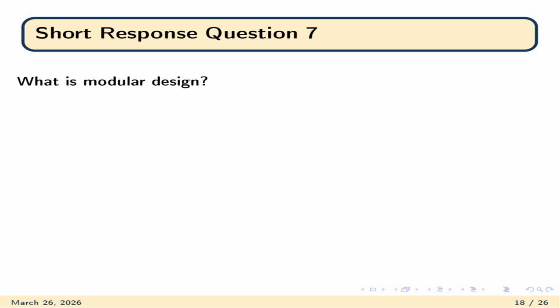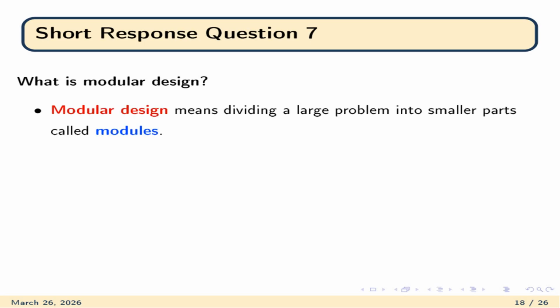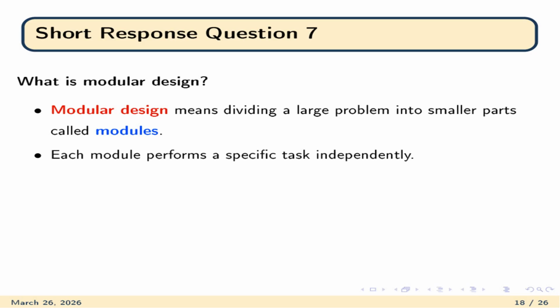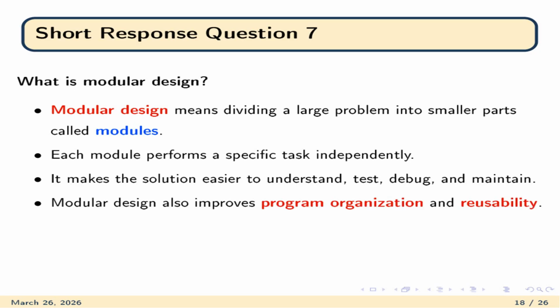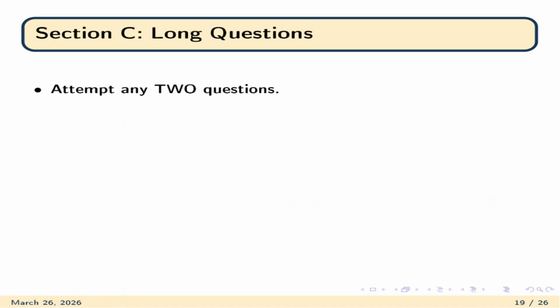Question number 7. What is modular design? Modular design means dividing a large problem into smaller parts called modules. Each module performs a specific task independently. It makes the solution easier to understand, test, debug, and maintain. Modular design also improves program organization and reusability.